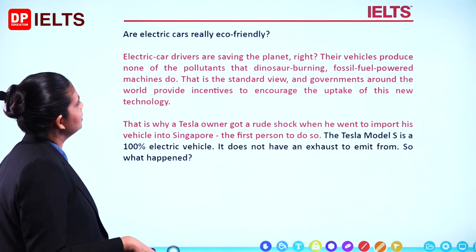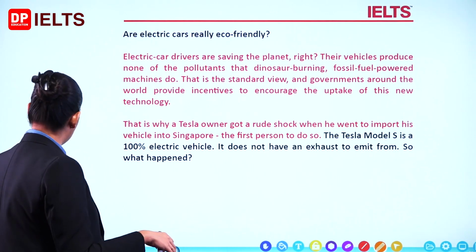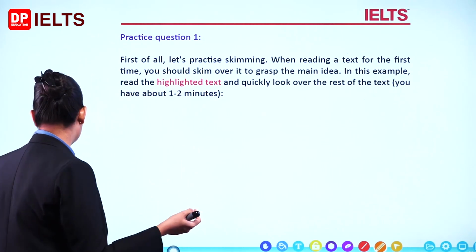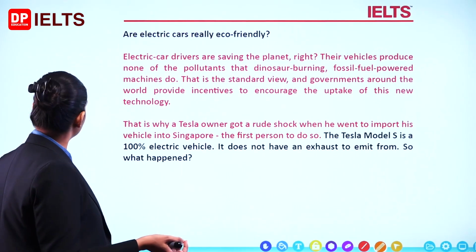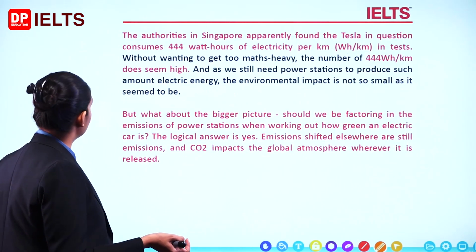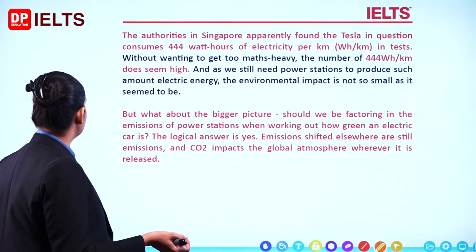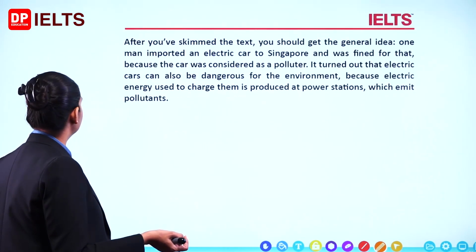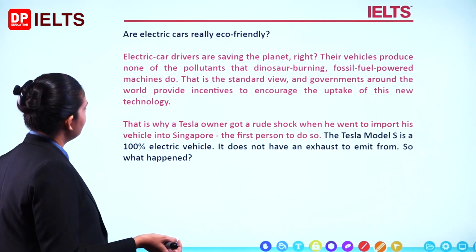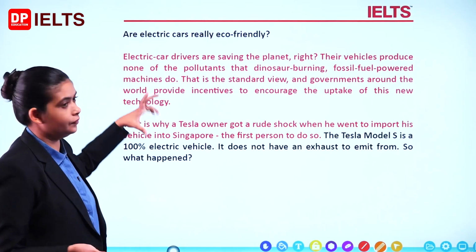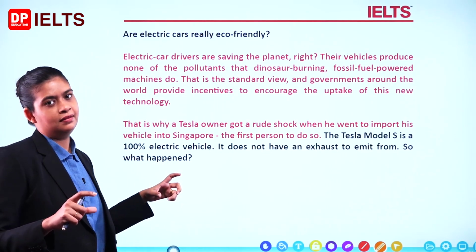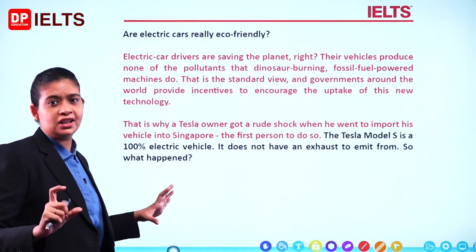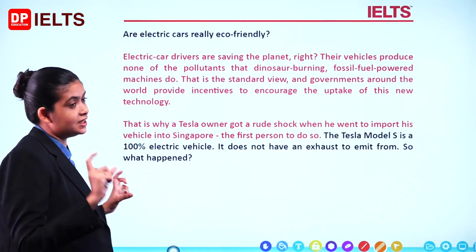So, are electric cars really eco-friendly? What do they tell us for the red part? Read the highlighted text. Because why? That's the first bit. And then what are we supposed to do in the remaining bit? We just quickly skim read, and then we have this bit. Okay. So, as I told you, the first para, read it to understand what it means, right? So you have to read that entire paragraph in an attentive manner.